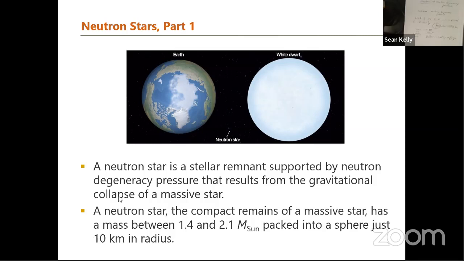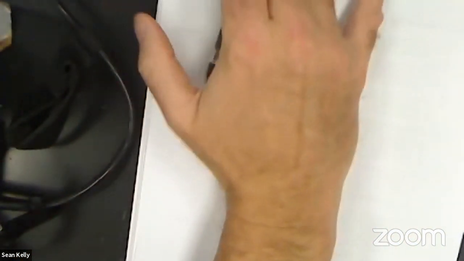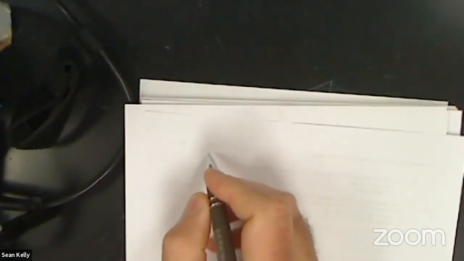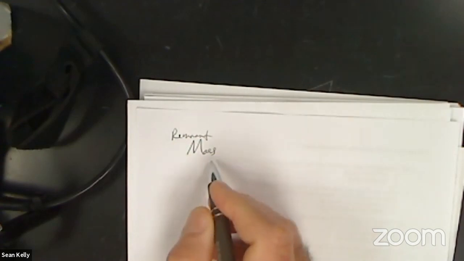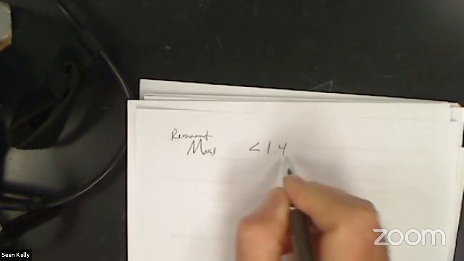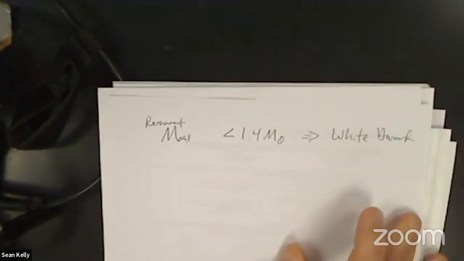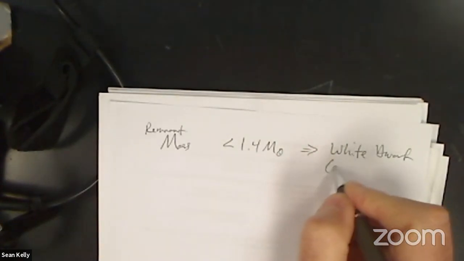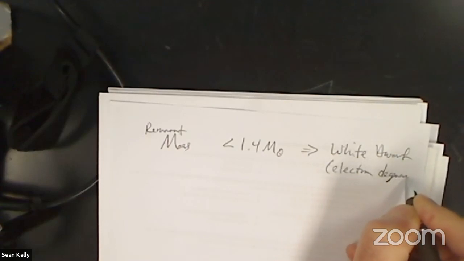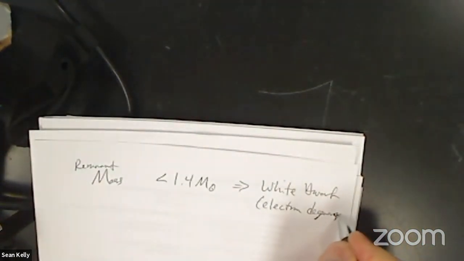A star-sized mass. Now, I disagree with the author, and I actually have proof now that he's wrong. He put 1.4 and 2.1. I'm going to change that for you. The number is changing. I don't know the exact number, but I'm going to go like this. If the remnant mass is less than 1.4 solar masses, what do you get? You get a white dwarf. And by the way, what holds the white dwarf up? Electron degeneracy pressure.